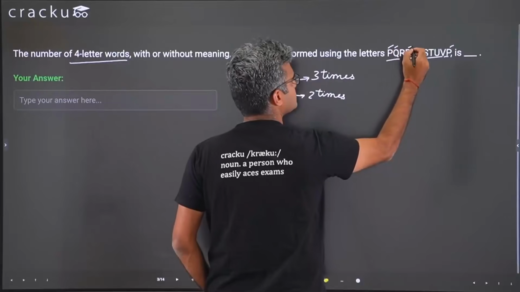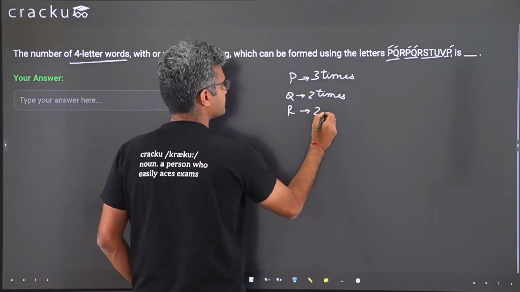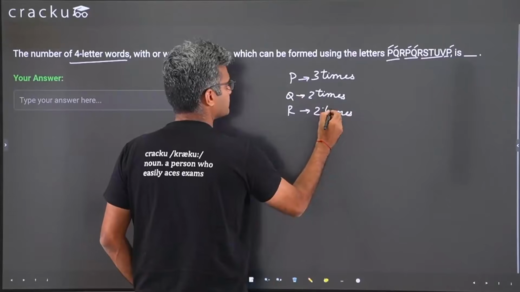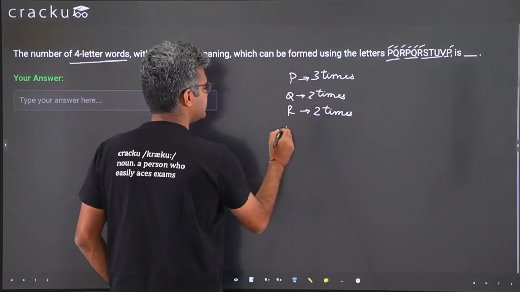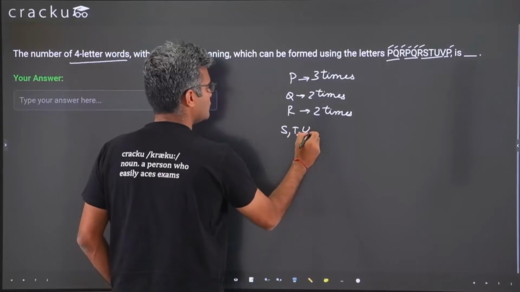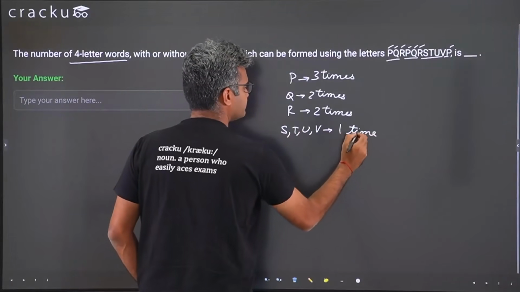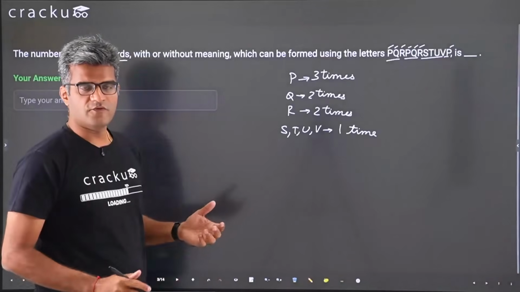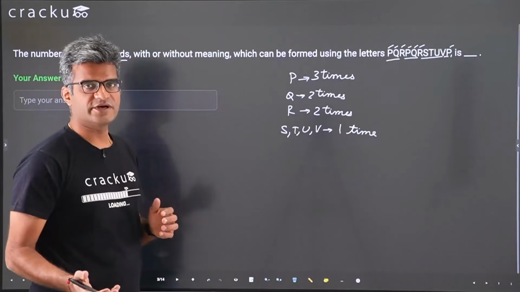This is Q, this is Q. R is repeated 2 times. This is R, this is R. And S, T, U and V are repeated only 1 time. We are required to form a word which contains 4 letters.